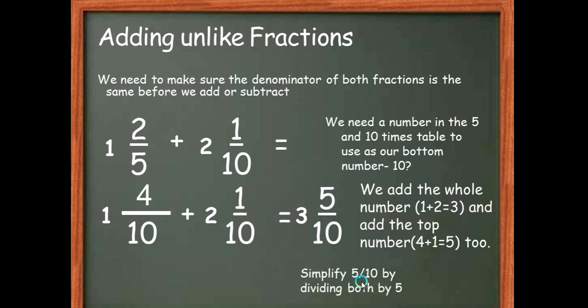Can we simplify 5 over 10? Yes, we can. We'll divide both by 5. 5 divided by 5 will give us 1, and 10 divided by 5 will give us 2. So our answer is going to be 3 whole number, 1 over 2. We only divide our fraction to make our fraction to its simplest form.